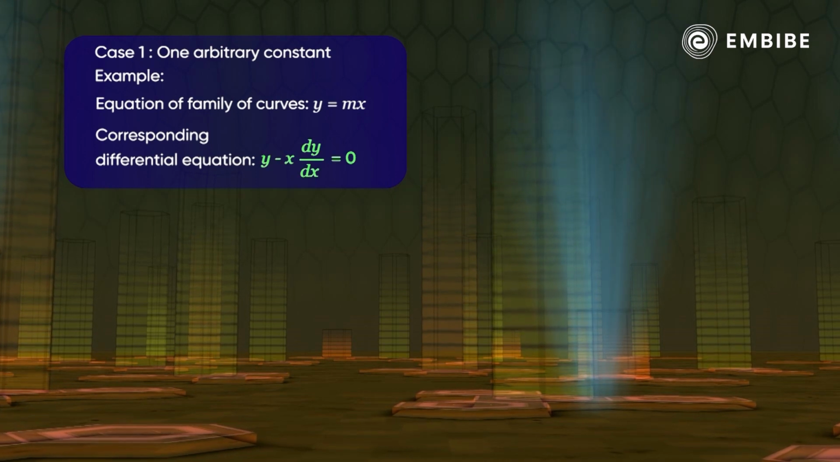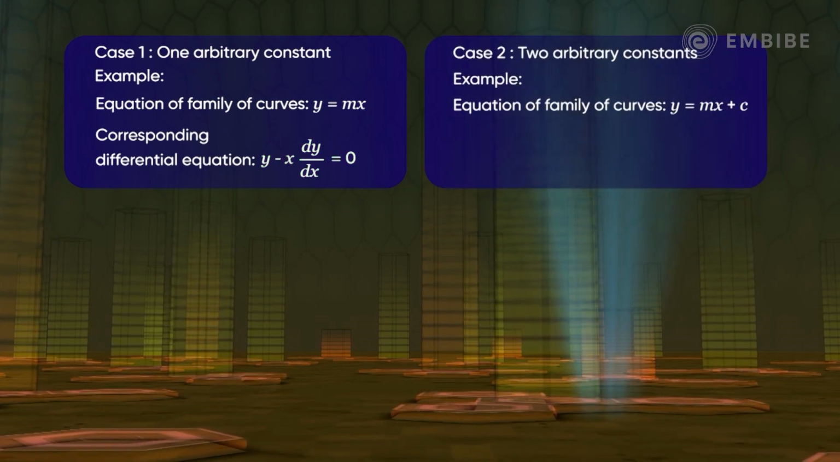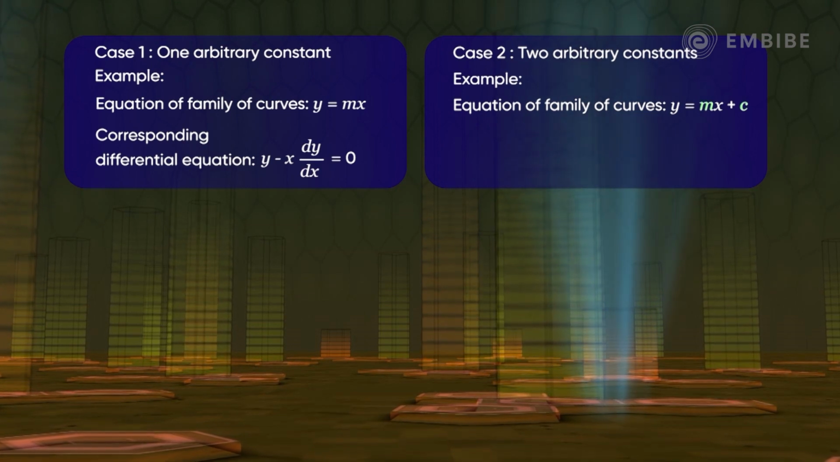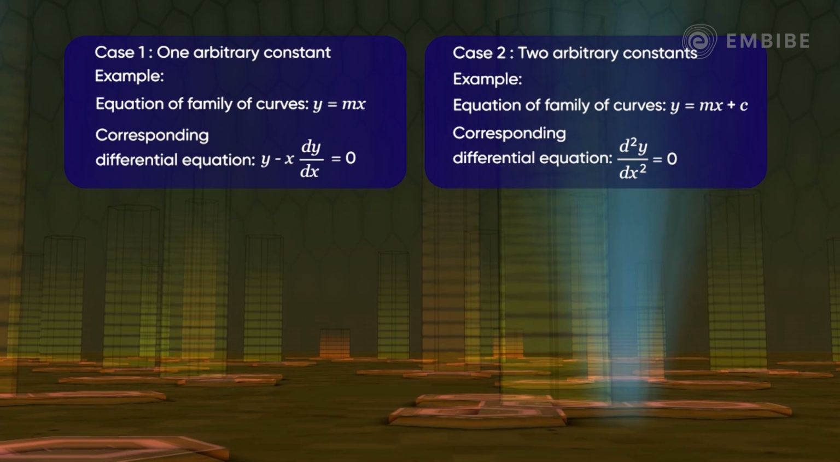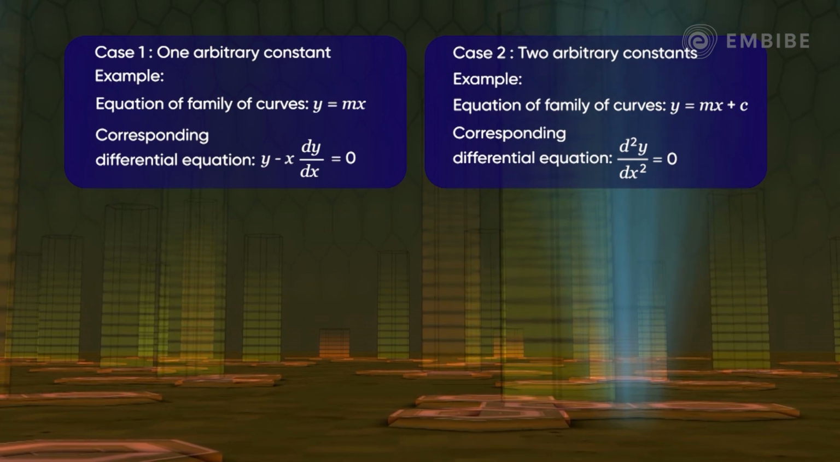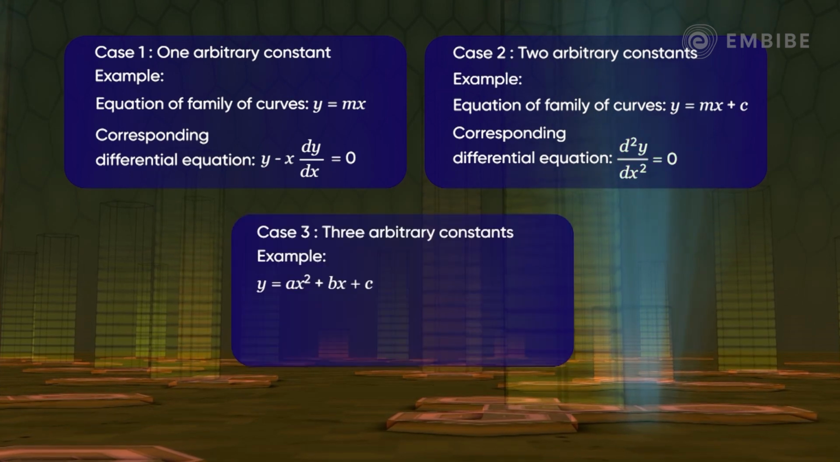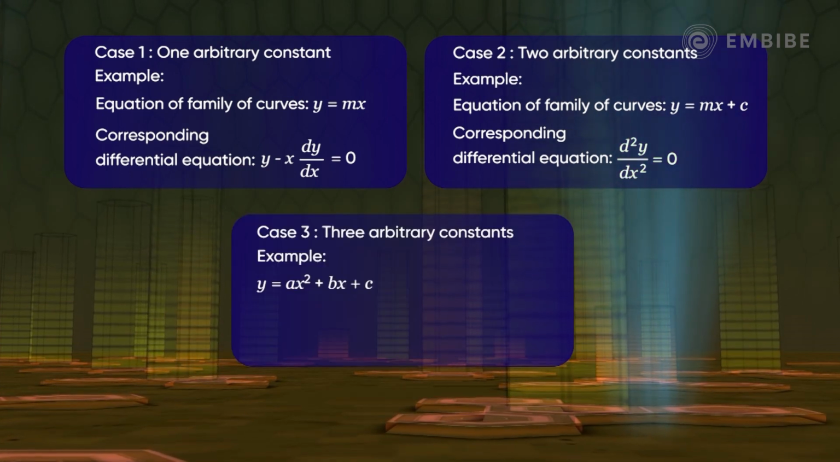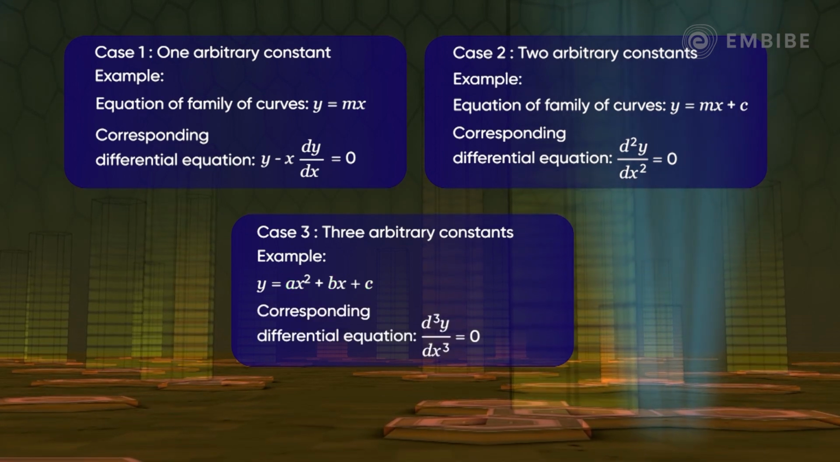Next, we started with an equation that has two arbitrary constants. We had to differentiate it twice to get a second order differential equation. Now, can you guess the order of the differential equation if the given equation has 3 arbitrary constants? Yes, it will be a third order differential equation.